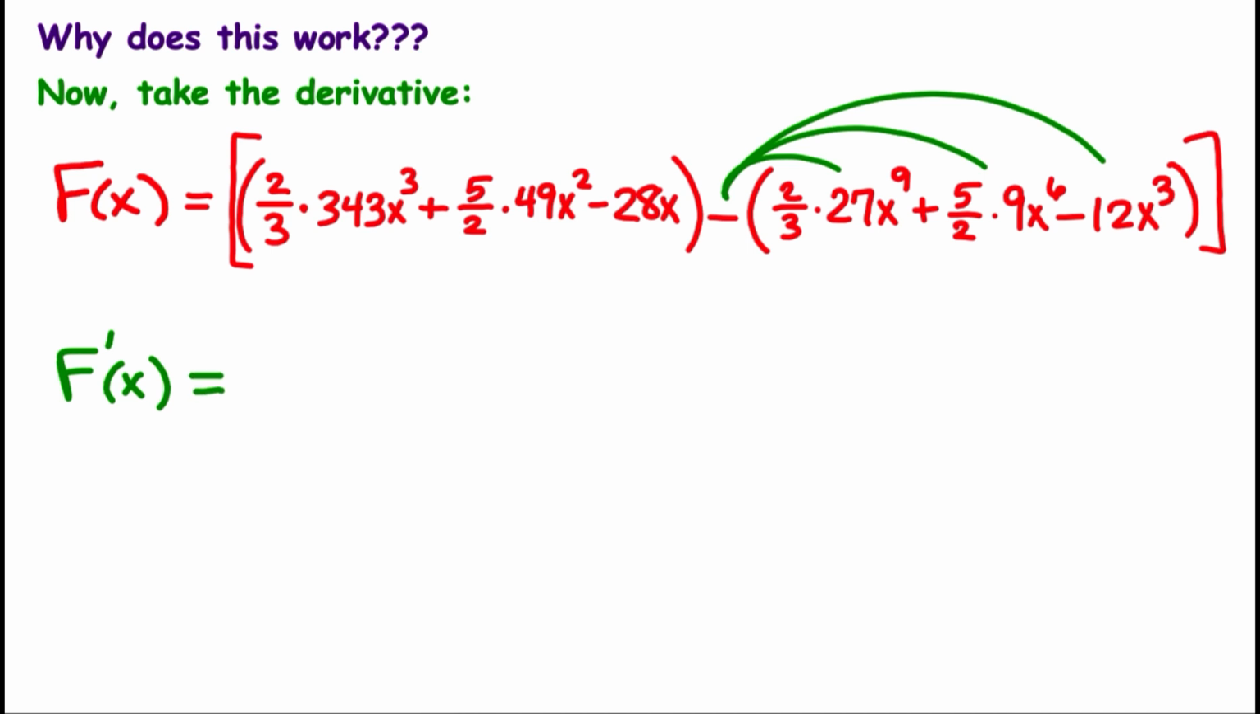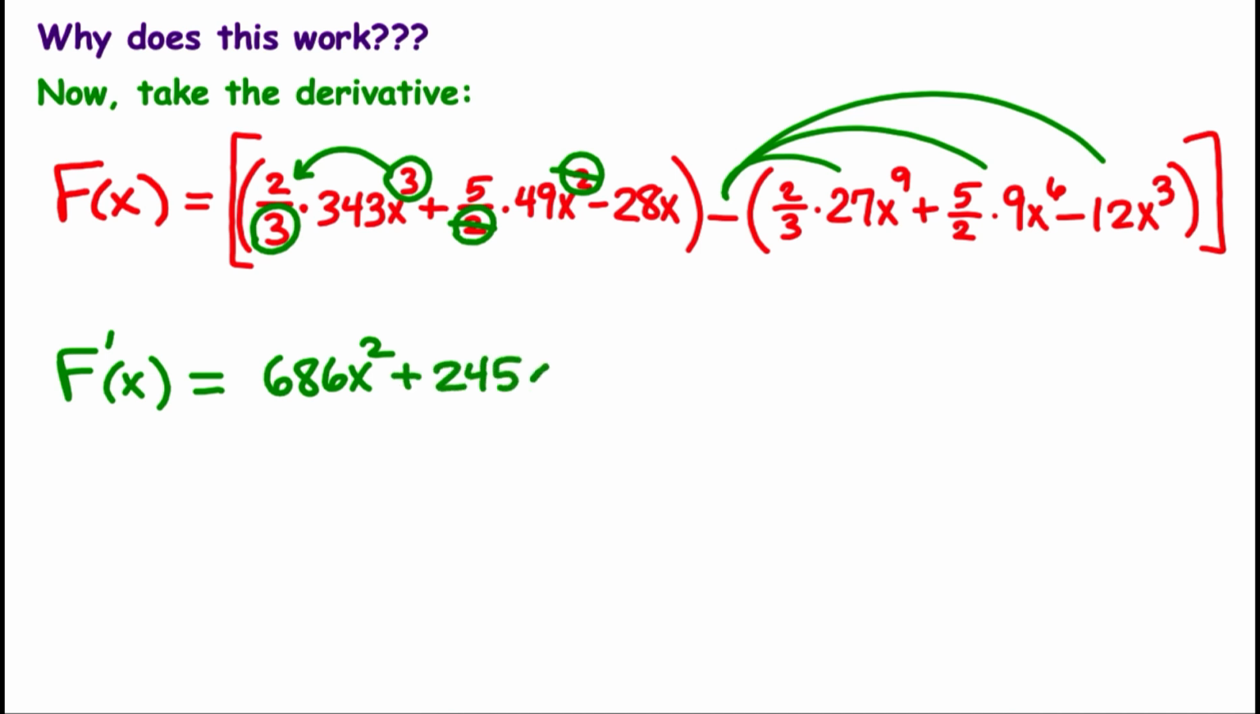All right, derivative. The reason I didn't multiply was I realized that this 3 was going to cancel this 3 out. Same thing here, this 2 would cancel this 2 and so forth. So that's just going to be 2 times 343. That'll be 686x squared. Again, same thing, these 2's will cancel. 49 times 5 happens to be 245x. And the derivative of minus 28x is minus 28.